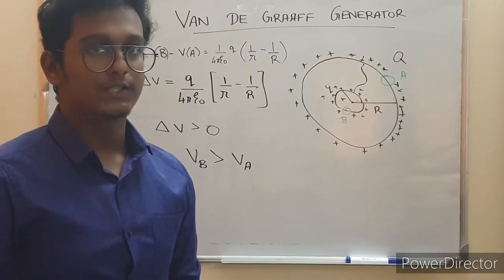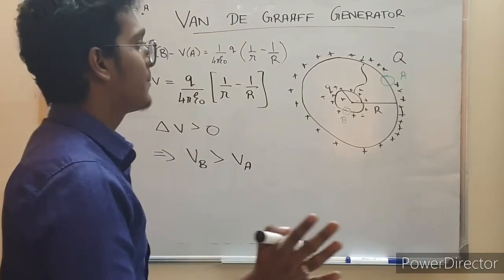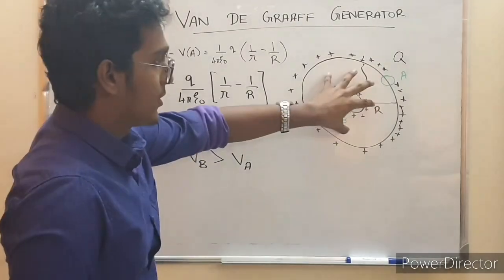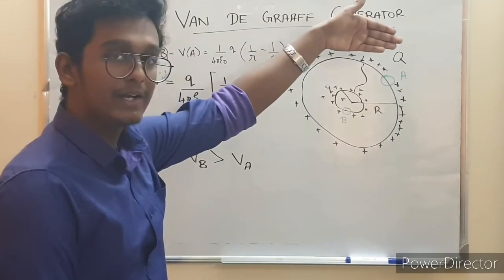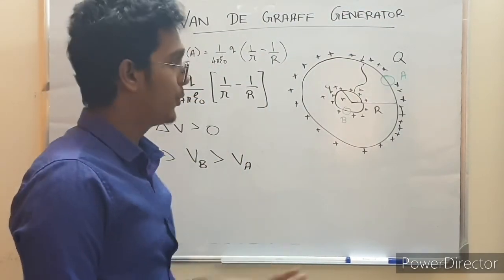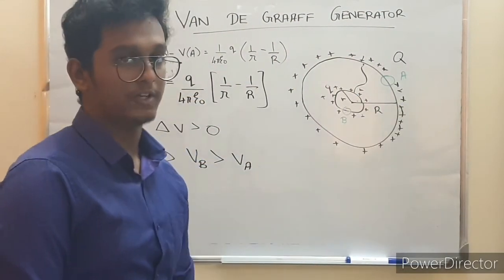to accelerate charges. So the main underlying principle is that when the potential at point B is greater, no matter even if the charge is greater outside, it's going to still push the charges towards the outer sphere.